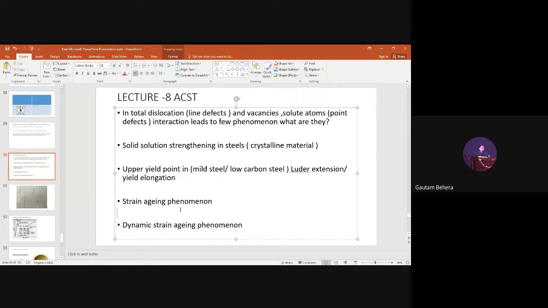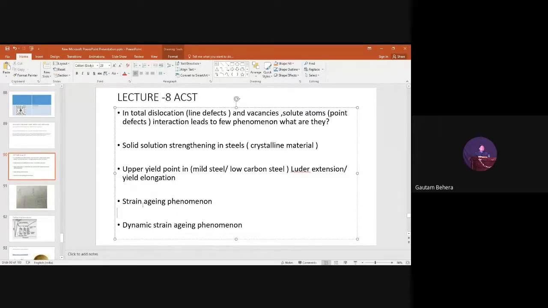Aging means always, that means we allow a material to be there for a particular duration of time at a relatively low temperature, or relatively at room temperature itself, and allow the material to remain over there without any deformation or without application of any load on the material, right? So that is called the aging phenomenon. So we have two things: strain and aging.